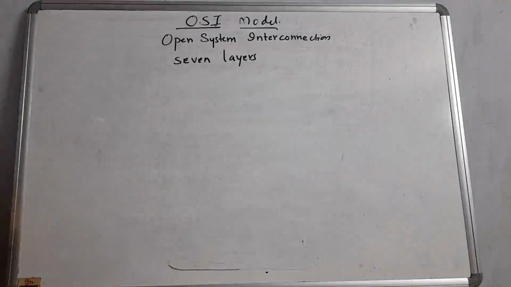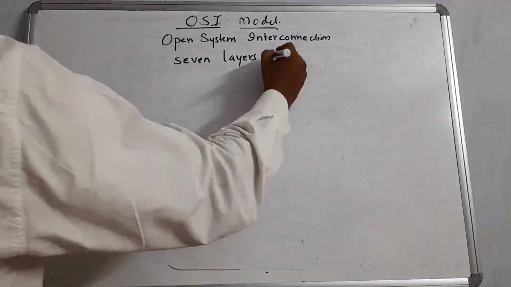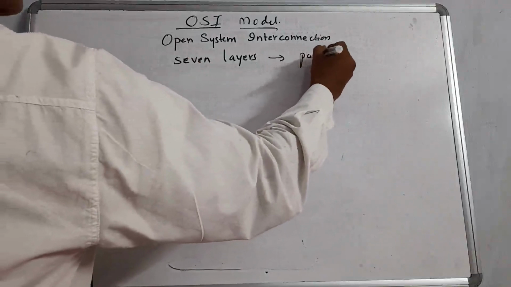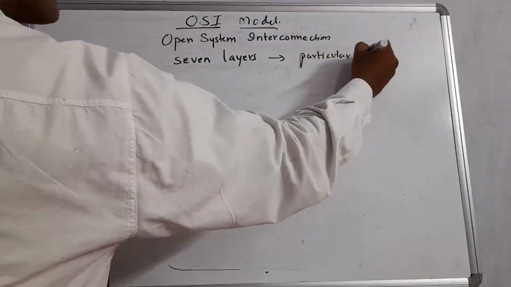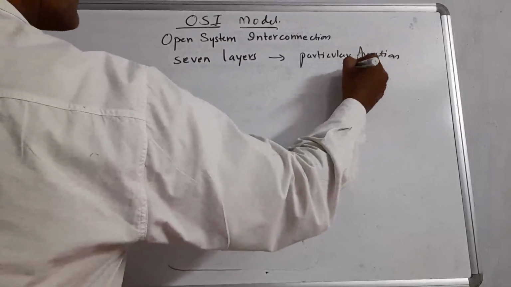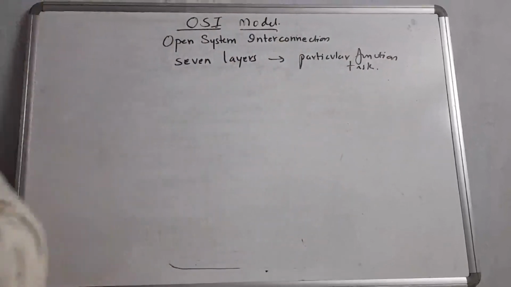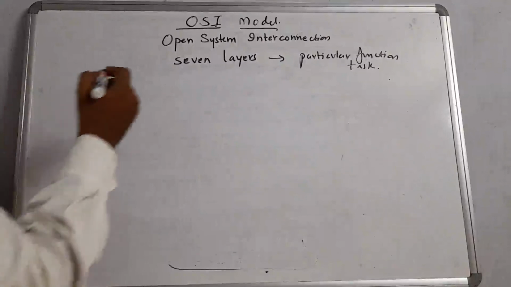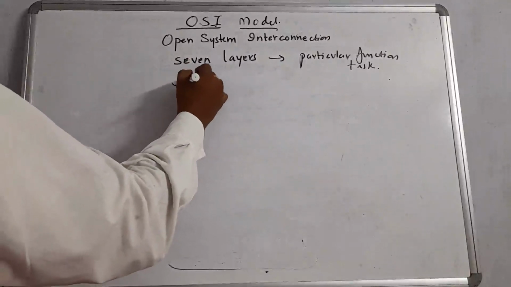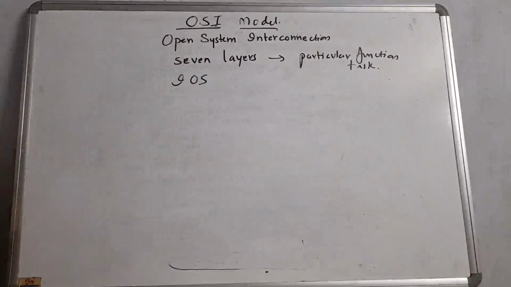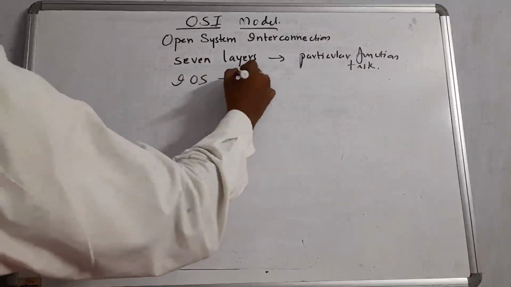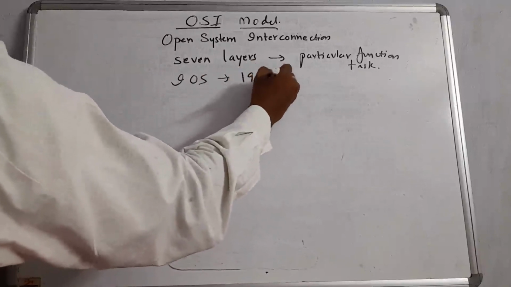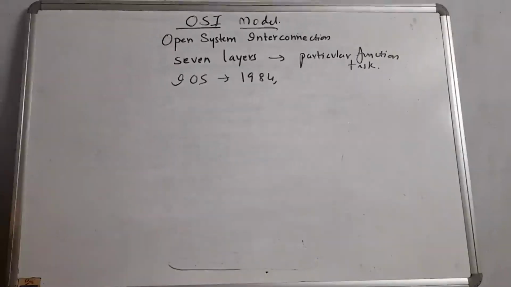Each layer performs a particular function, or we can say a task. This OSI reference model was developed by ISO, which is the International Organization for Standardization. It was developed in 1984 and is now considered an architectural model for intercomputer communications.